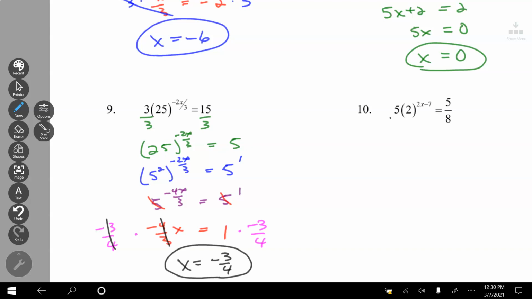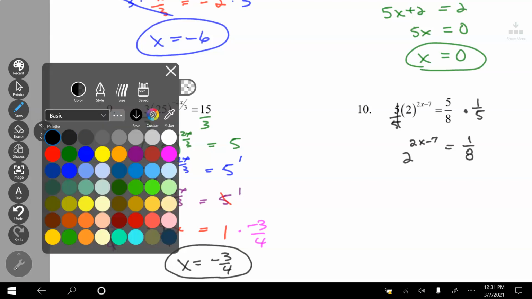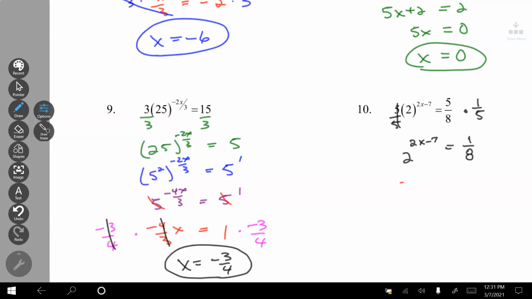Now for the next one, I'm going to do the same thing. I'm going to divide by 5. I don't really like dividing by 5 here. Instead, I'm going to multiply by 1/5. The 5's cancel. 2 to the 2x minus 7 is equal to 1/8. When you multiply that out, I can rewrite it as 2 raised to the 2x minus 7 is equal to 2 to the negative 3.